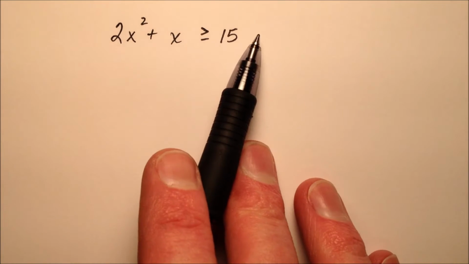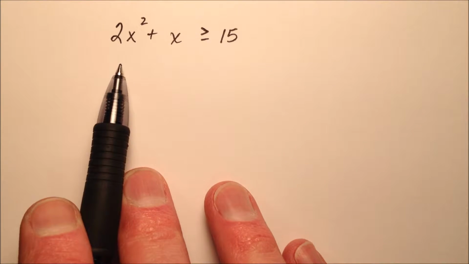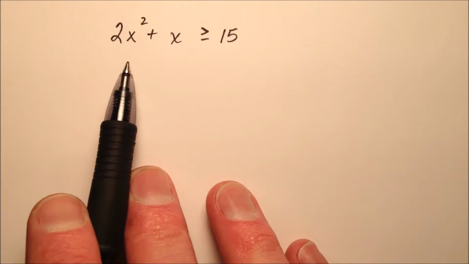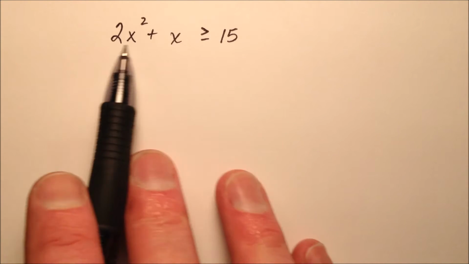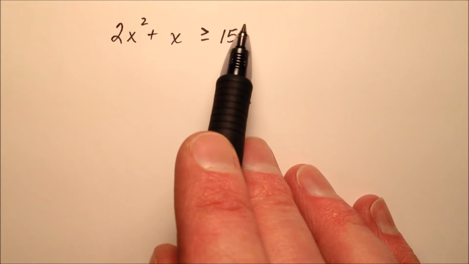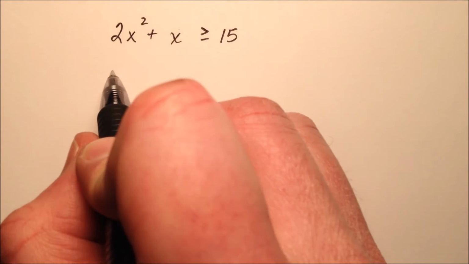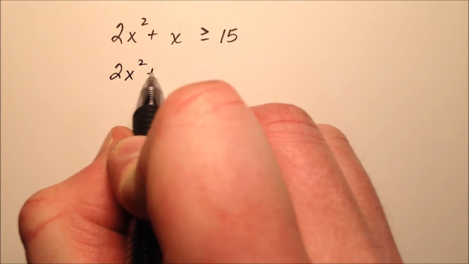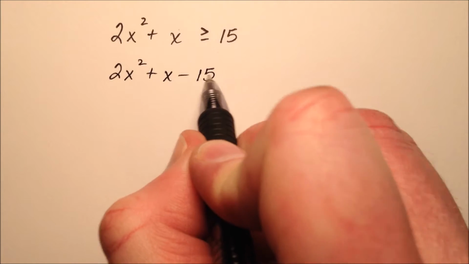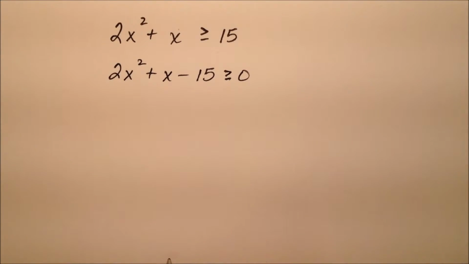In this example, we're going to solve this quadratic inequality and then graph its solution set on a number line. So the first thing we need to make sure is that all the terms are on one side and we have a 0 on the other side. So this 15 needs to bounce from the right side to the left side. So we're going to subtract 15 from both sides. So we'll get 2x squared plus x minus 15 is greater than or equal to 0.